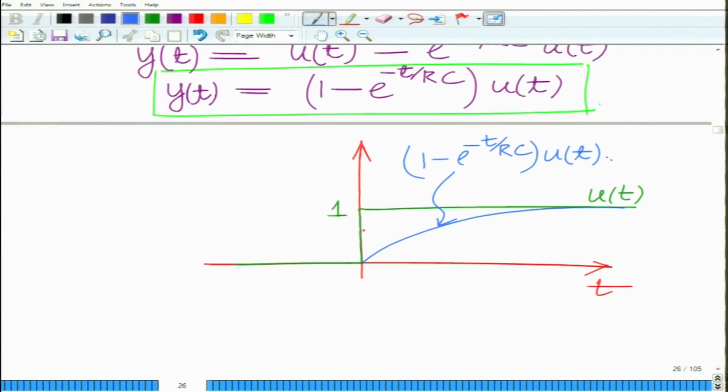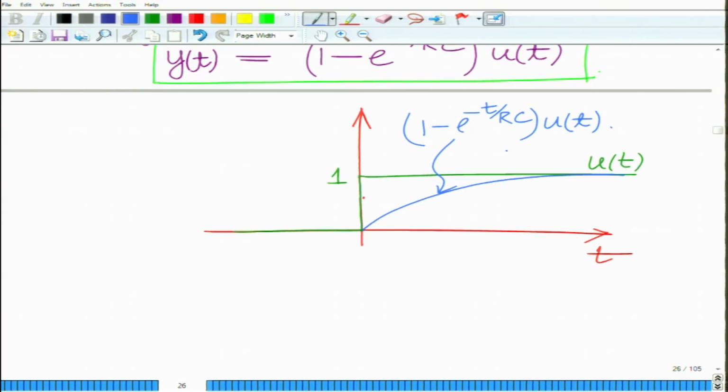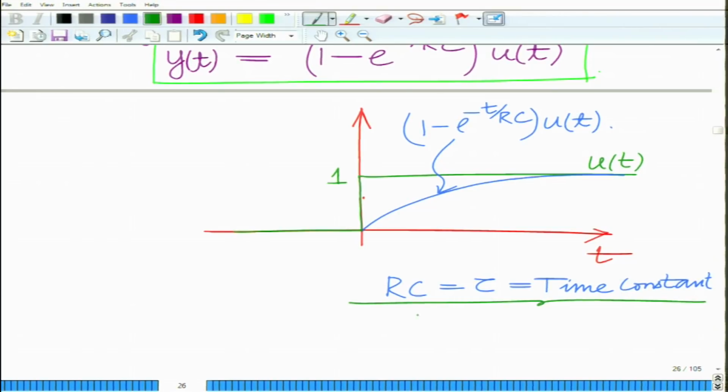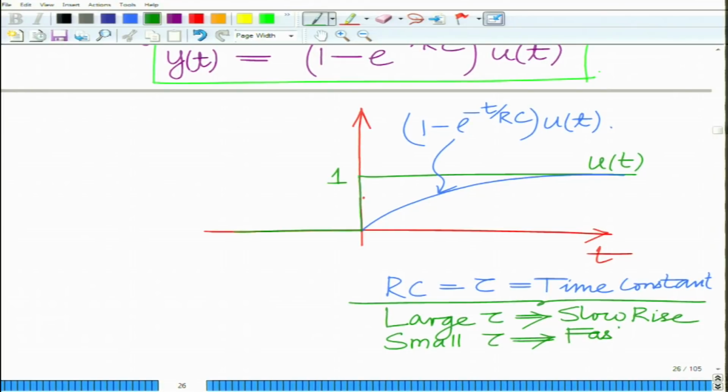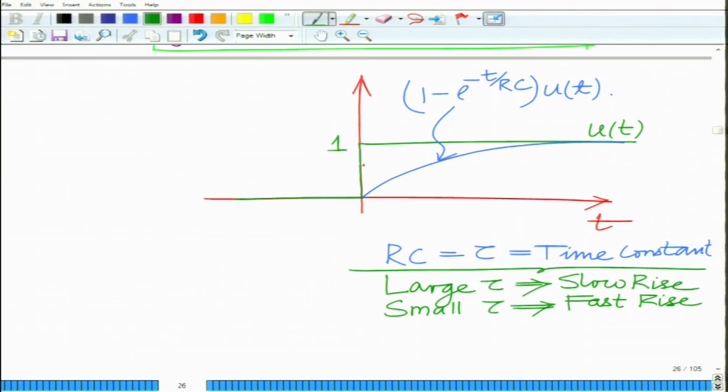Okay. And this RC is known as the time constant. Larger the time constant implies slower the rise. If the time constant is larger, it means the rise is more sluggish. So, large time constant implies slow rise, and very small time constant implies fast rise. So, for a large time constant, the rise is very sluggish.